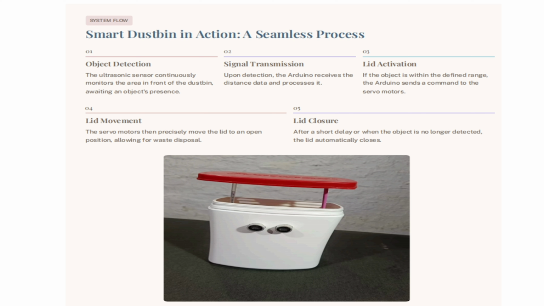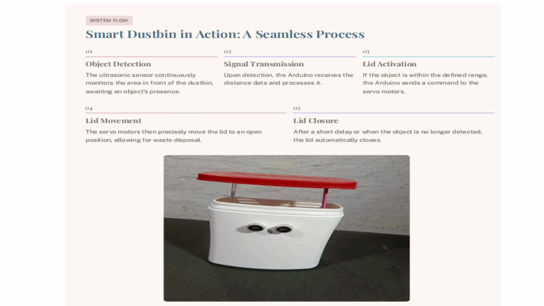Signal transmission. As soon as an object is detected, the sensor transmits distance data to the Arduino. The Arduino immediately processes this information to decide if the object is close enough to trigger the opening mechanism.